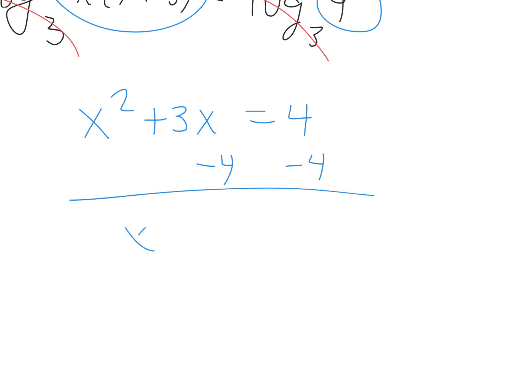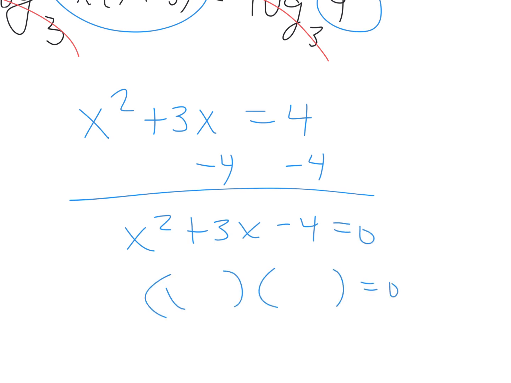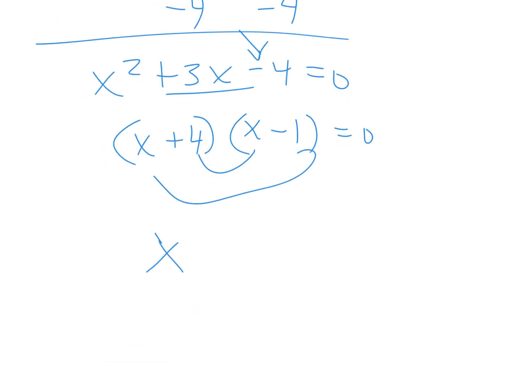Okay, so we got x squared plus 3x minus 4 equals 0. Then you got factors like this. Then you got x and a plus and a minus because that's negative. And then I got to have a 4 and a 1, and I think I've got it. 4x, negative 1x makes 3x. Yay. X equals negative 4, x equals 1.